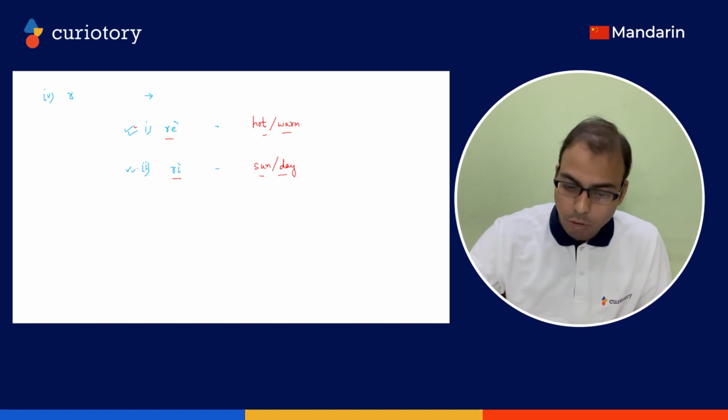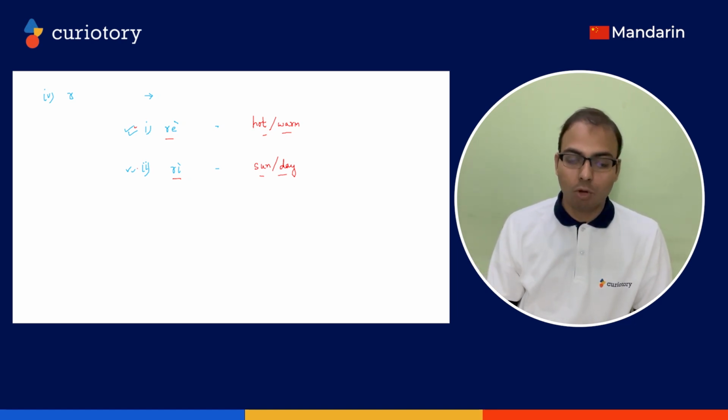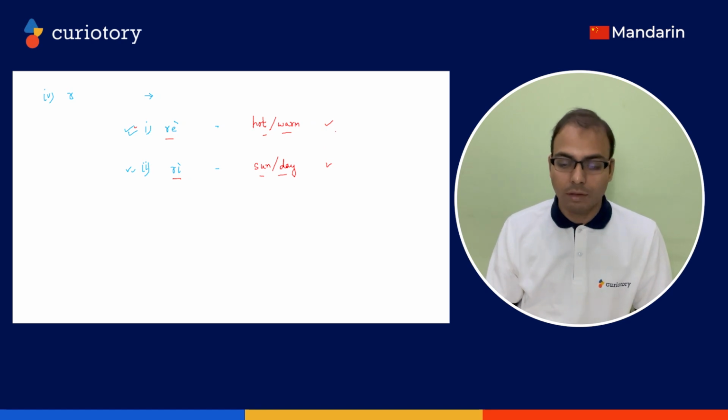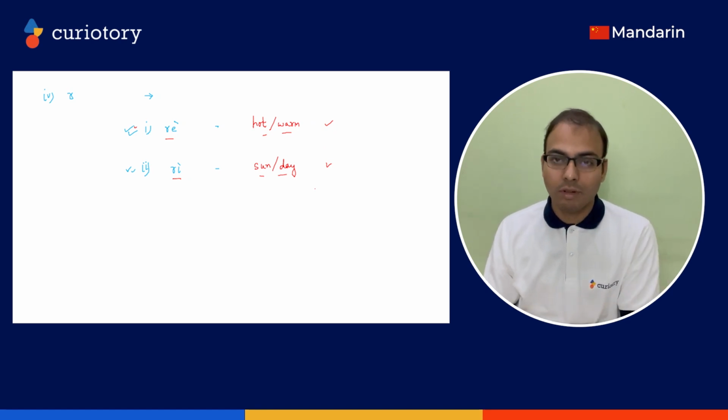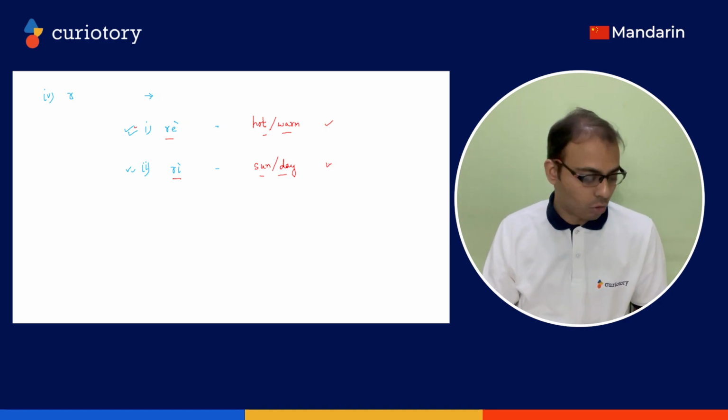About R, we learned how to pronounce it, and we took two examples to show it. The first one means hot or warm and the second one means sun or day. Once again, rè, rì. Both are in the fourth tone.